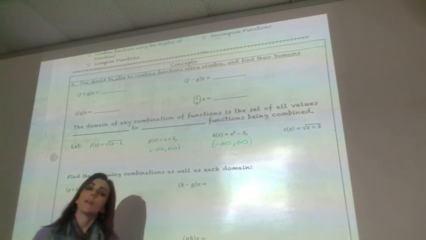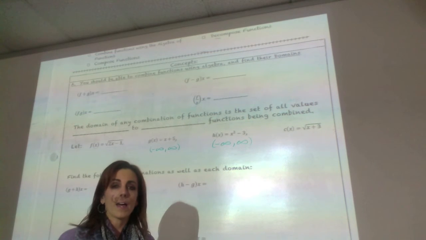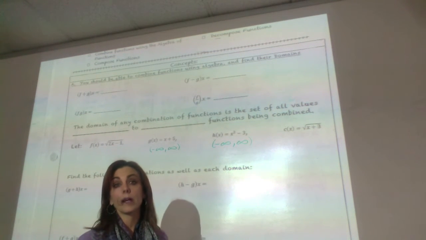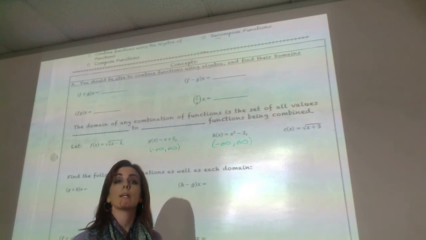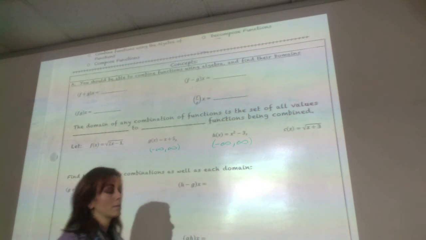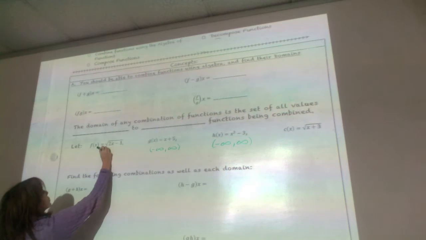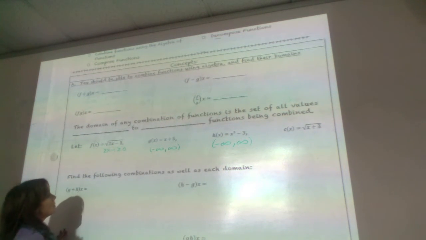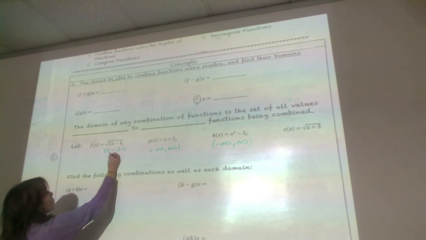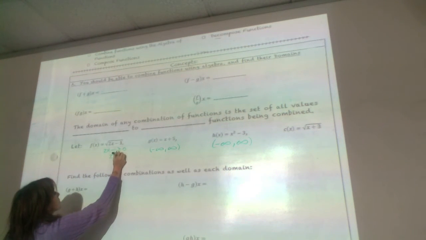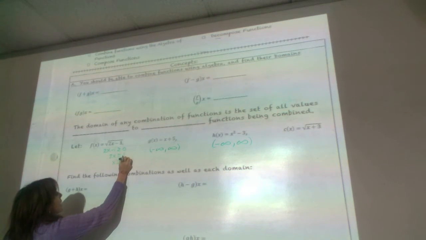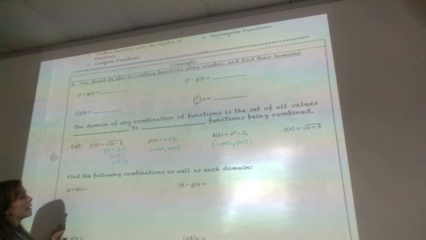Okay? Now the other 2, they have radicals, so we want to take that radicand and make sure that it's not negative. In other words, take the radicand and set it greater than or equal to 0. So let's do that. 2x minus 1 is greater than or equal to 0. And we'll solve for x by adding 1 on both sides. 2x is greater than or equal to 1. And then dividing by 2, x is greater than or equal to 1/2.